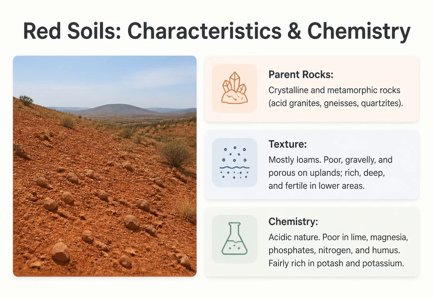Their main parent rocks are crystalline and metamorphic rocks like acid granites, gneisses, and quartzites. The texture of red soils mostly consists of loams. On the uplands, they tend to be poor, gravelly, and porous, but in the lower valleys, they become rich, deep, and fertile. Chemically, they are acidic due to their parent rocks and are generally poor in lime, nitrogen, and humus, though they are fairly rich in potash.